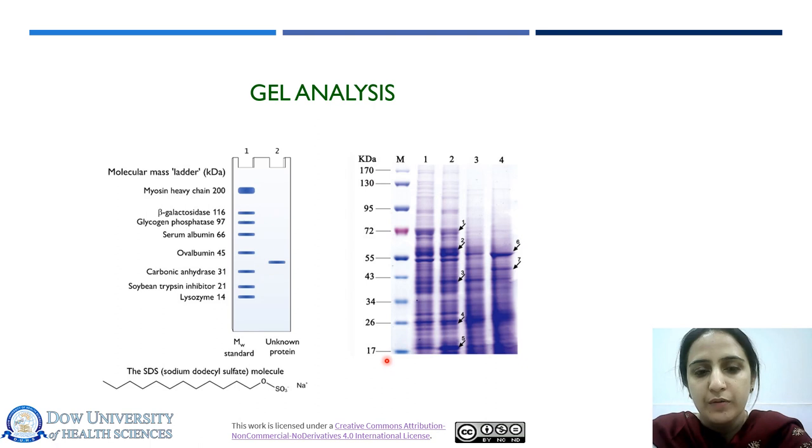And when you run them along with your sample in a well in your gel, they are separated according to their molecular weight, starting from the lowest molecular weight at the bottom and the highest molecular weight at the top. Then you can compare the different protein bands in your sample with the standard, and determine the molecular weight of your protein. For example, if you look at this protein in your sample, its molecular weight is 72 kilodalton because it's adjacent to the protein of the ladder which has a molecular weight of 72 kilodalton. So in this way, you can identify the molecular weight of different proteins that are present in your sample.